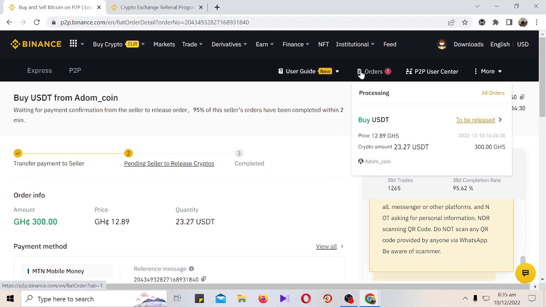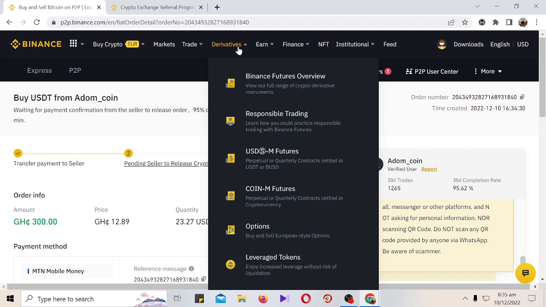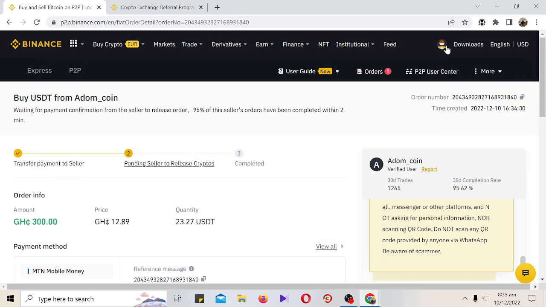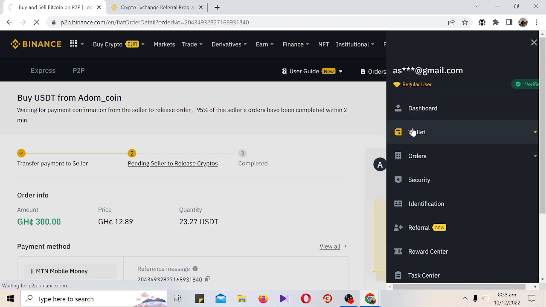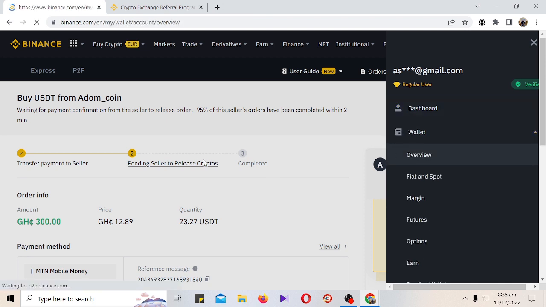So now that we have just funded our Binance account, what we can do next is go to our spot wallet and transfer crypto there so that we can transfer it to our derivative account and start earning passive income on Binance. So let me go to my wallet here. Let's click on wallet, then we'll click on overview.